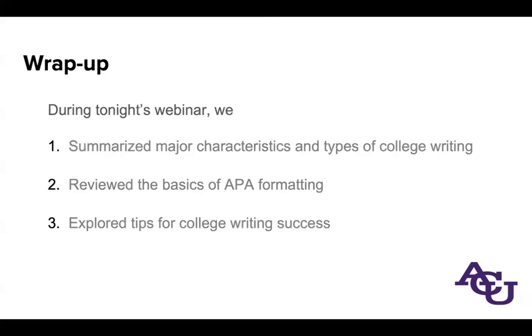So during tonight's webinar, we hit our whole hour. Wow. We summarized the major characteristics and types of college writing. We reviewed the basics of APA formatting, and we went over some tips for college writing success. We talked about Basil's having been attacked by a lemur, and turned his experience into grammatical examples, which made it even more fun.